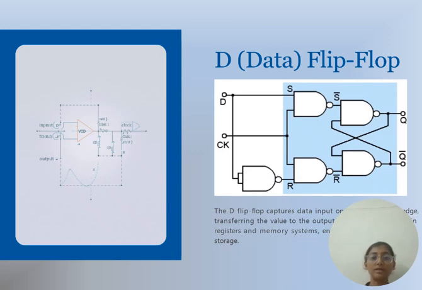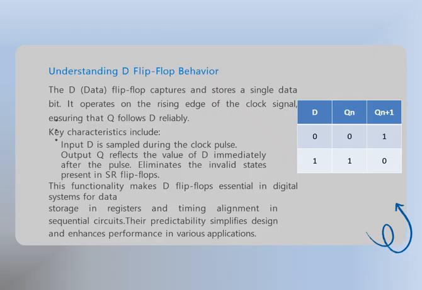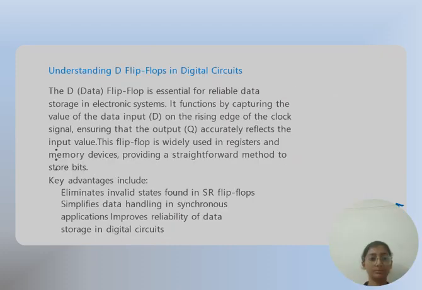It eliminates the invalid state problem of the SR flip-flop by having a single data input, simplifying control. D flip-flops are commonly used in registers, memory storage, and data synchronization tasks. They can be built by modifying an SR flip-flop with complementary inputs or by combining two latches in a master-slave configuration to avoid timing issues.